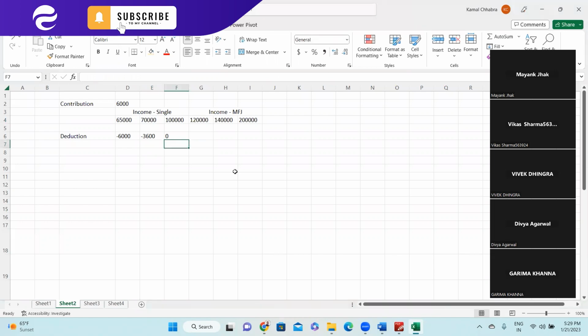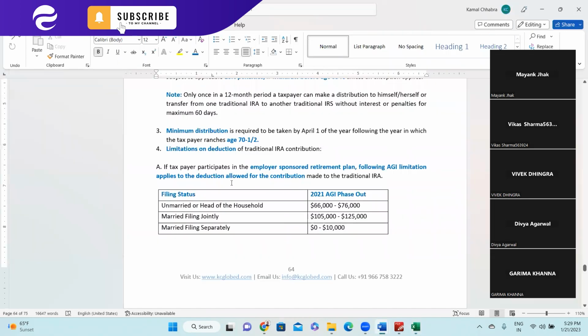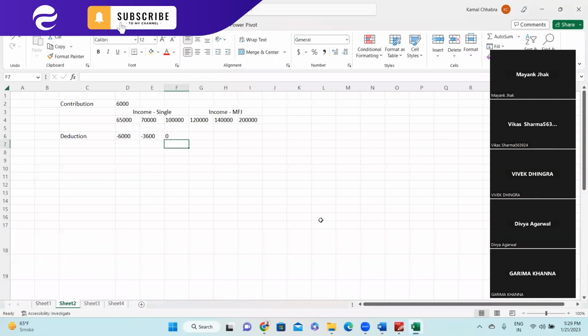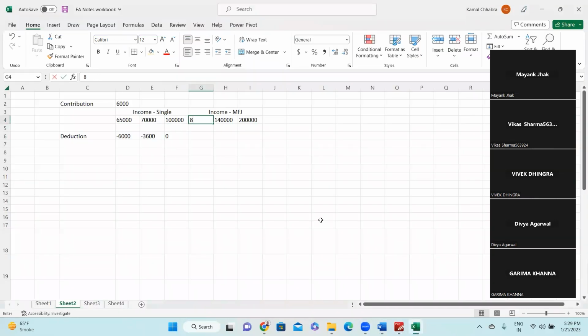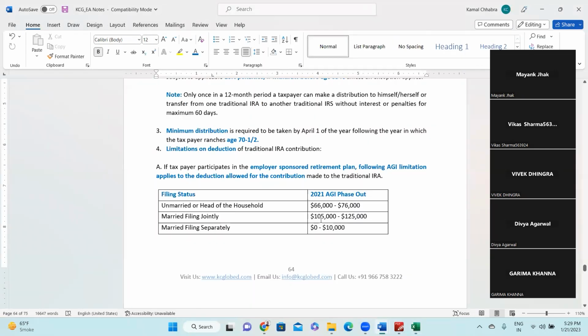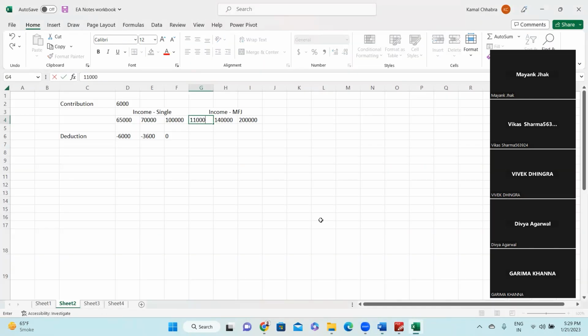Now coming to another scenario, which is married filing jointly. So the married filing jointly limit is 105 to 125,000. What is the limit? 105 to 125,000. So here, let's say 110,000, or you can say 80,000, 115,000. Right. So here, if total income is 80,000, which is less than 105, the entire amount of 12,000 is allowed.